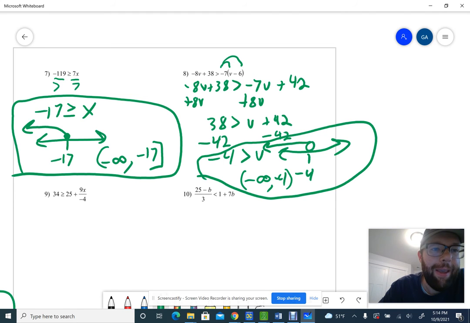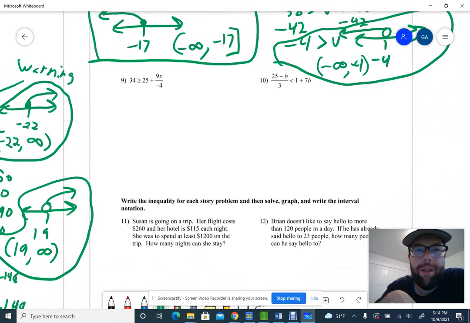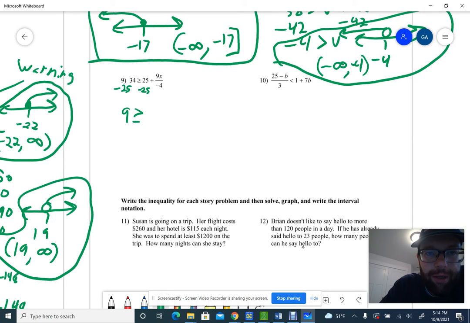Okay. All right. Next one, we have a couple of things happening to the variable right there, right? We've got something multiplying and dividing. Both of those things are going to happen last because they're not grouping. So we're still going to get rid of the thing that's adding here. So we're going to minus 25 first. And 34 minus 25 would be 9, greater than or equal to 9x over negative 4.